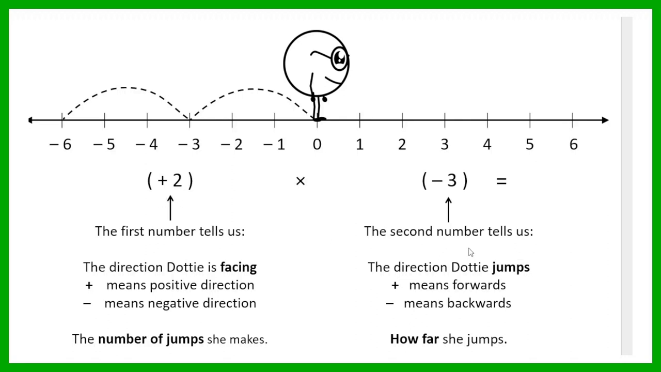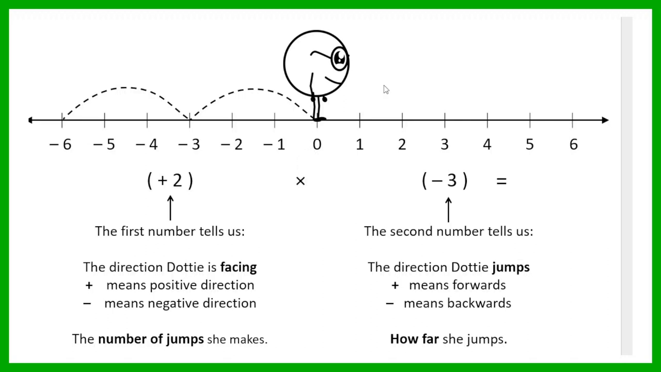Okay, then over here we have got our second number. This tells us what direction she jumps. Does she jump forwards or backwards? If it's a negative number, she jumps backwards. If it's a positive number, she jumps forwards. So in this case, it's negative, so she's jumping backwards. And then the number itself over here tells us how far she jumps. So in this case, each jump is for 3, like this.